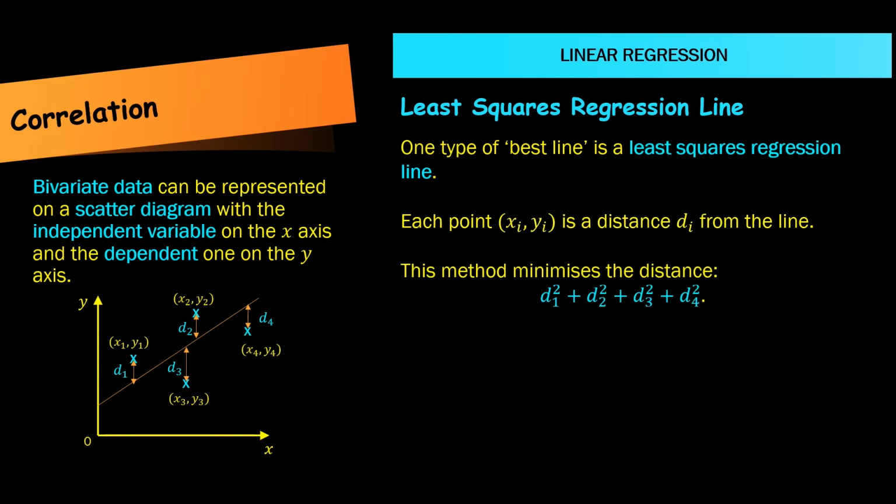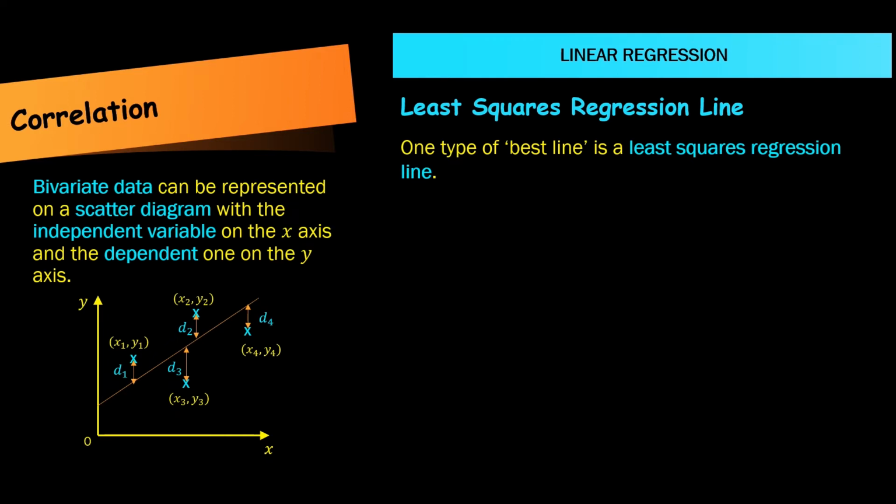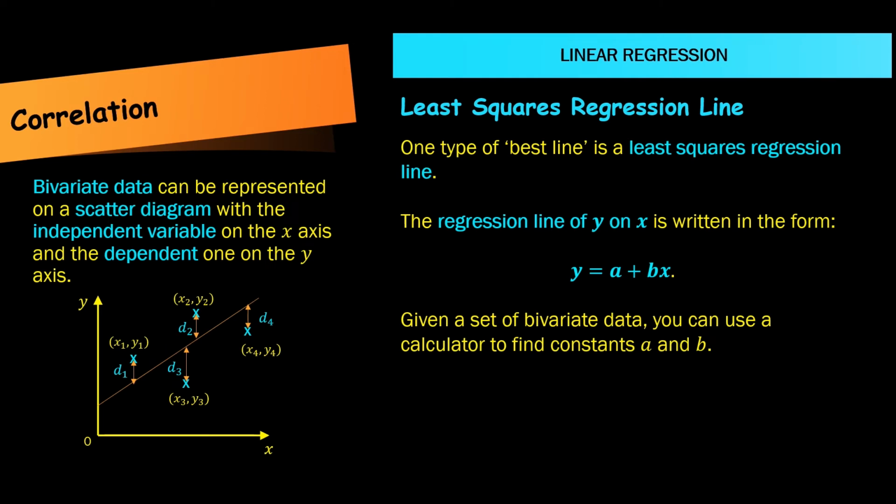The method of least squares minimizes the distance d1 squared plus d2 squared plus d3 squared plus d4 squared. More generally, it minimizes the sum of di squared. The regression line of y on x is written in the form y equals a plus bx. Given a set of bivariate data, you can use a calculator to find constants a and b.